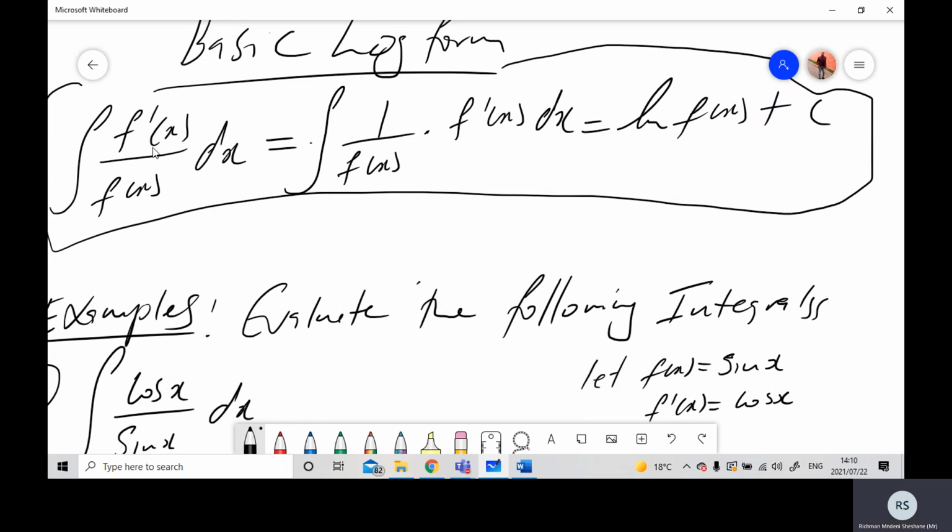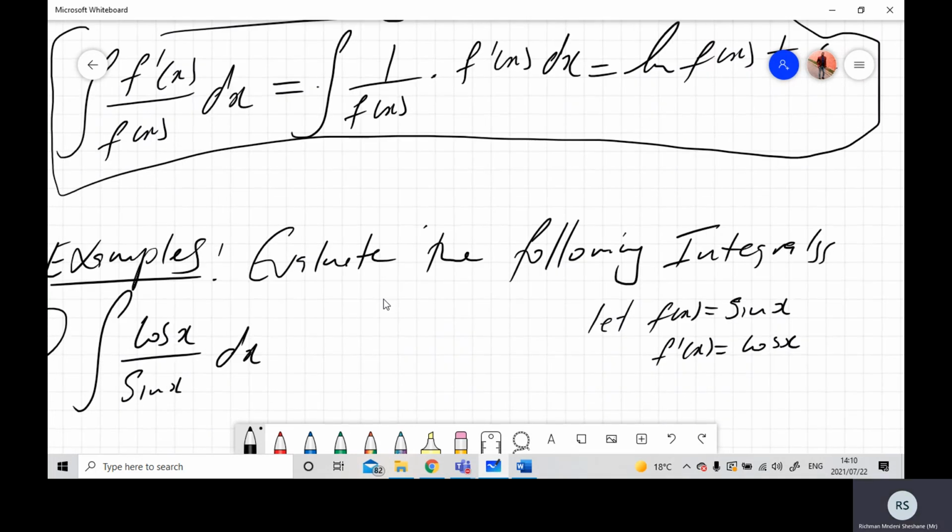Okay, we want to integrate something in this form: f prime over f of x. The integral of this form is ln of f of x. You see, the integral doesn't have f prime, so it's ln of f of x plus c. So f of x in this case is sine of x. What would be the integral for this one?